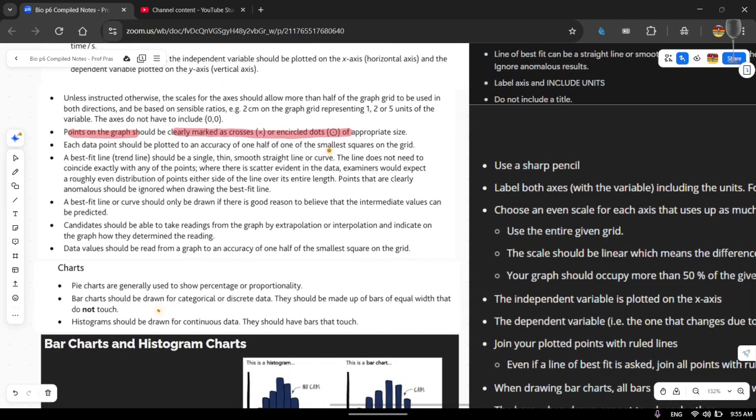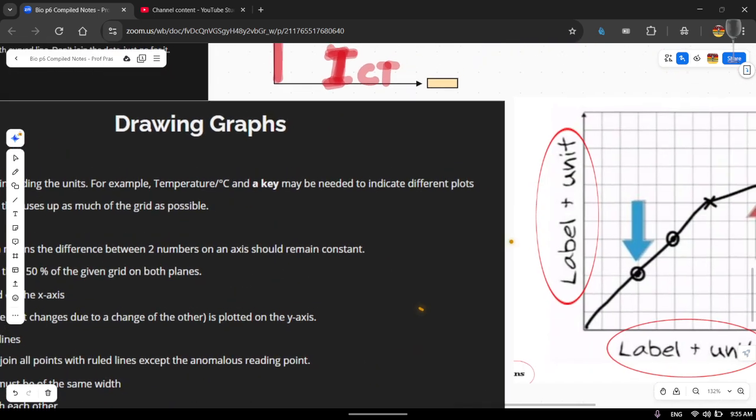Then it says the line of best fit should be drawn if there's a good reason to believe that the intermediate values can be predicted. Candidates should be able to take readings from the graph by extrapolation or interpolation and indicate on the graph how they determine the reading. Very important.